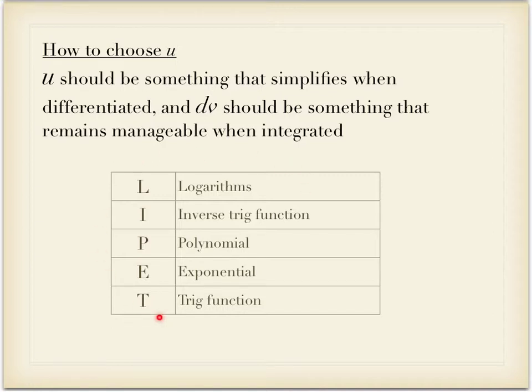Now, some people use this little mnemonic device to tell you what u should be equal to. And you just kind of go down the hierarchy here. If you have any logarithm, any natural logarithm, for sure you want u to be equal to that. And then an inverse trig function, we won't do much of those. Here's probably the most common one, a polynomial. That would be any power of x or any expression like that. We will want that to be equal to u most of the time. Then any kind of exponential, and then finally a trig function. It's just kind of a hierarchy how to choose that u value.